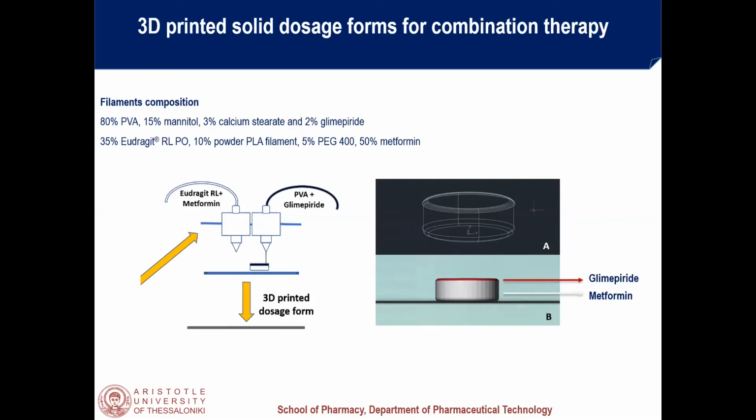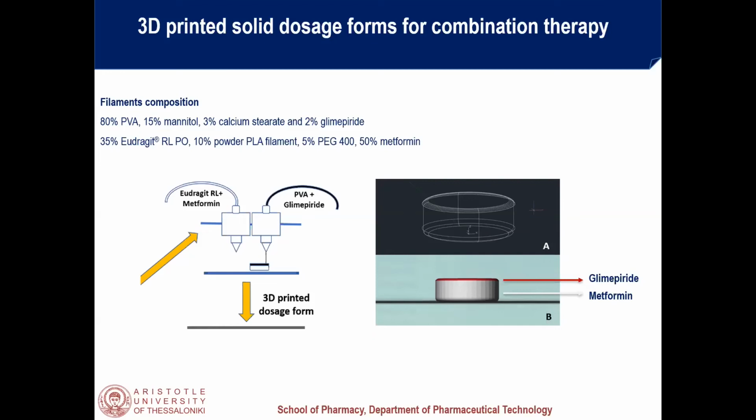The main difficulty is that they have different dose regimens. That means that glimepiride is once per day, and metformin is 3 or 4 times daily. And also the daily dosing is different by 2 orders of magnitude. In the case of glimepiride, the dose range is only between 1 to 4 milligrams, and in the case of metformin, between 500 up to 1,000 milligrams.